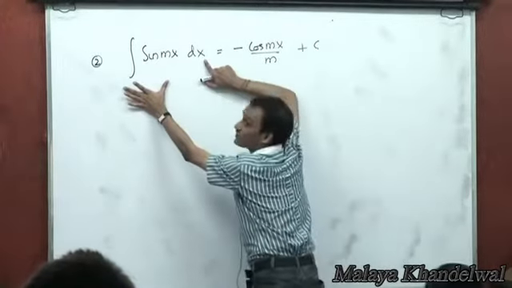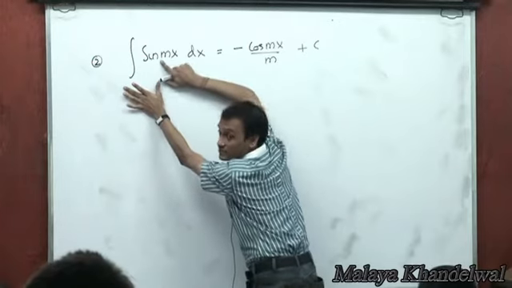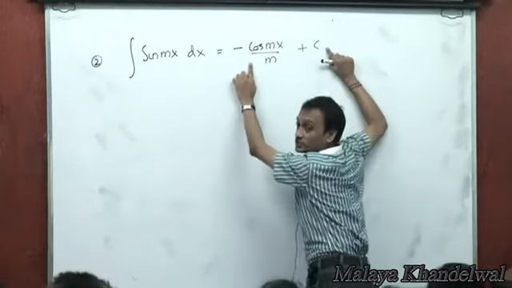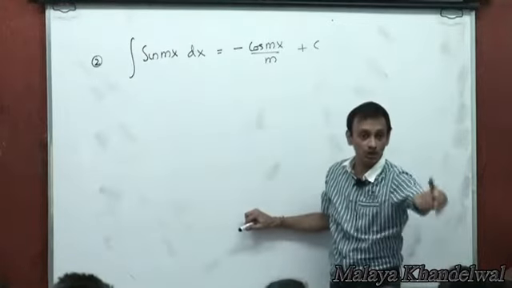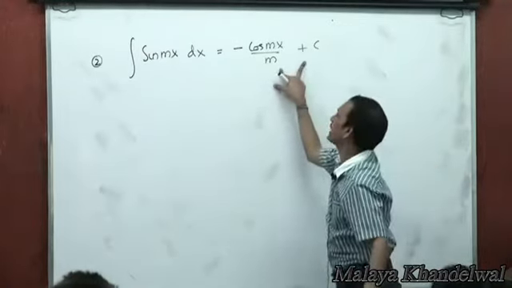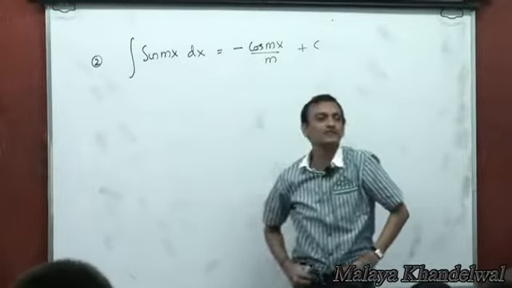This means what? Find a function which, when differentiated with respect to x, gives me sin mx. I claim it's this function. So differentiate this with respect to x and see if you are getting sin mx. All of you, please do that. Differentiate the right hand side with respect to x and see if you are getting sin mx.